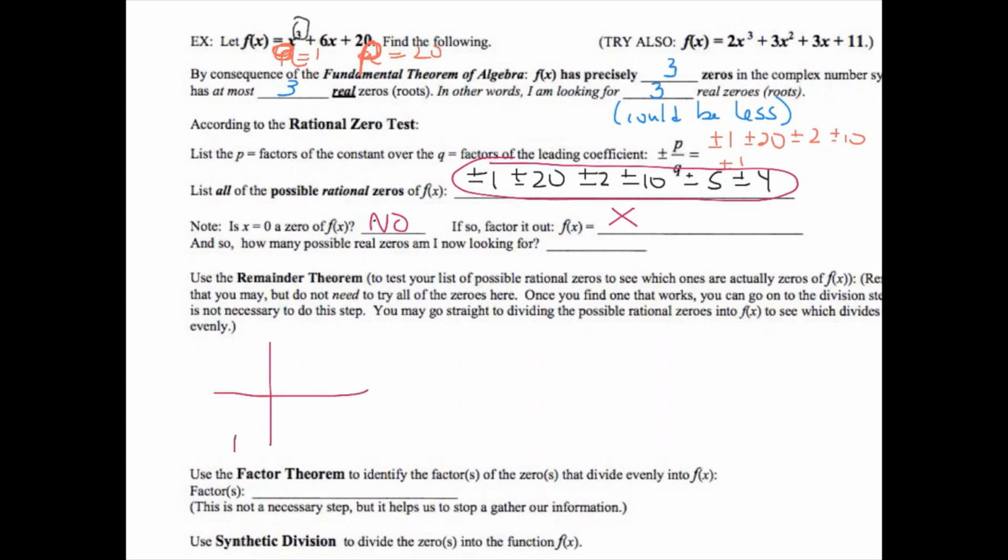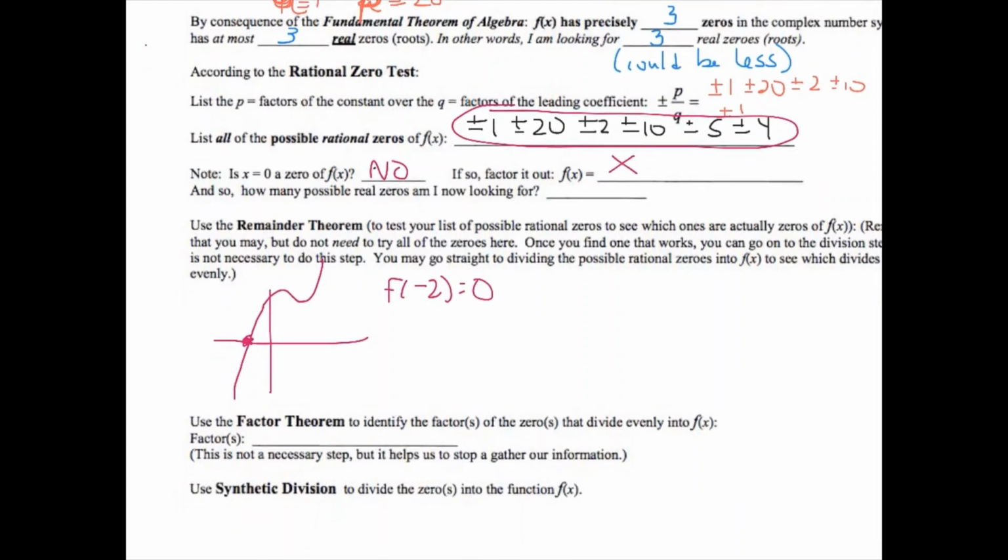So the graph looks something like this. It only crosses one spot. So one of the zeros they have, because I know f of negative 2 equals 0. Now how do I know that? I know that because when I looked at my graph, it crossed at negative 2. So one of my zeros, I'm looking for 3 zeros, remember, one of them has to be negative 2.